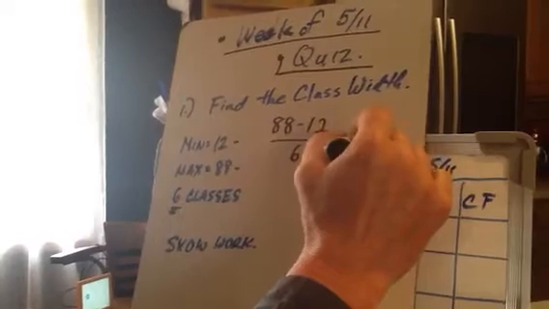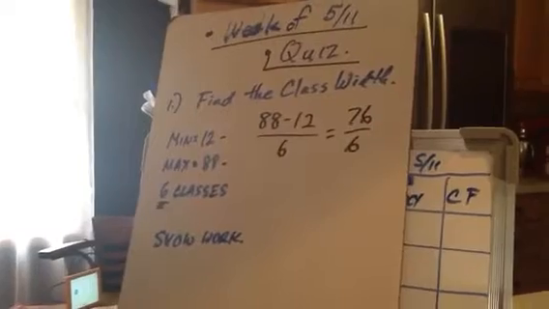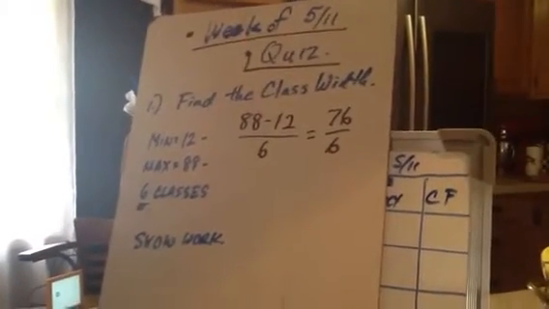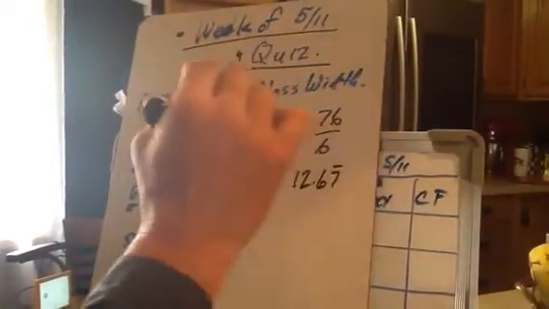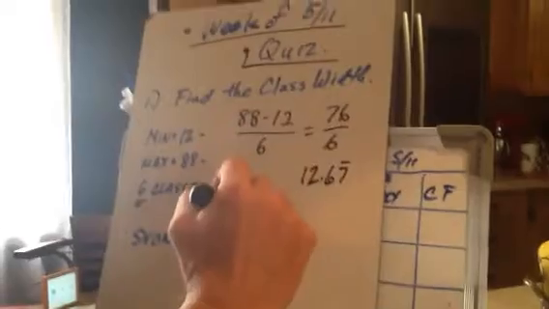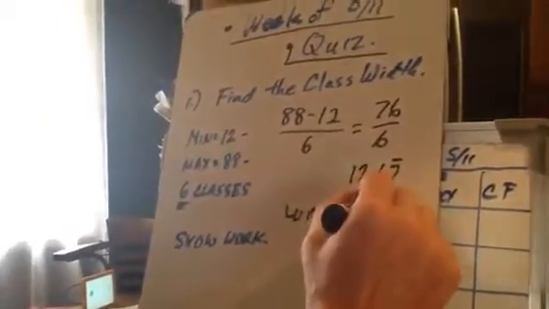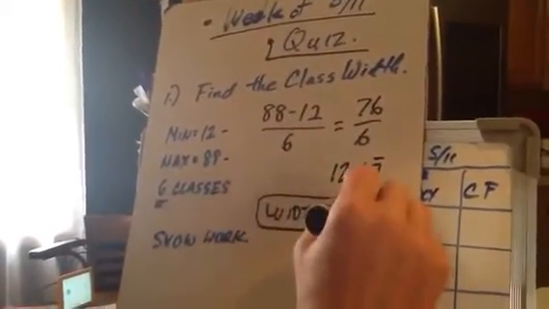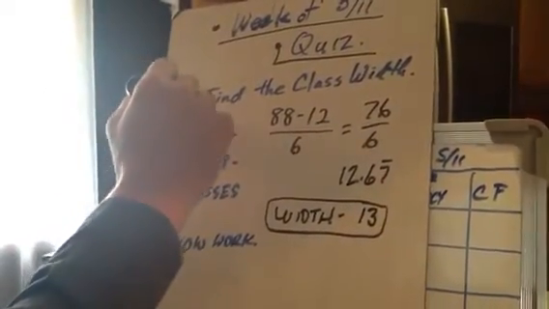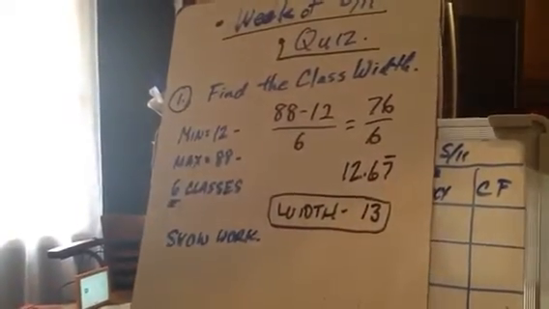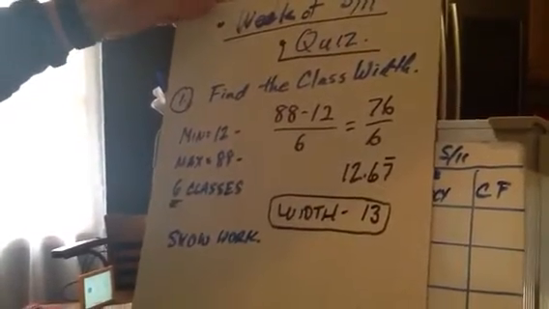We divide it by 6. 76 divided by 6 is 12.67 repeating. And if we remember, we rounded up to 13. So if this was a given example, our width, or our interval, would be 13. So that's question number 1. On this week's quiz, I'm going to ask you something from here. You're going to have to go back to your notes, maybe go back to the video, and make sure you get the right answer.